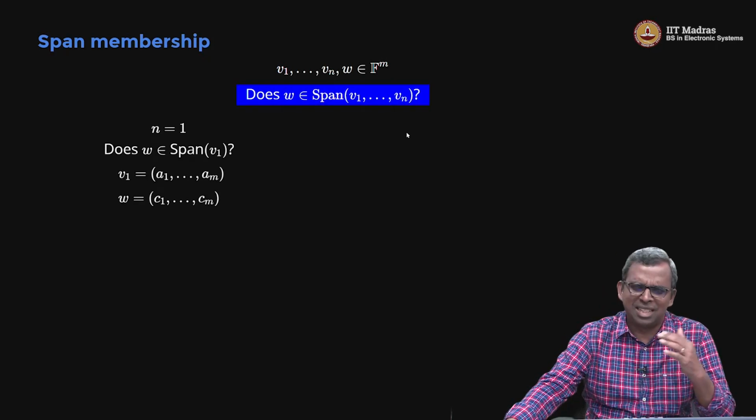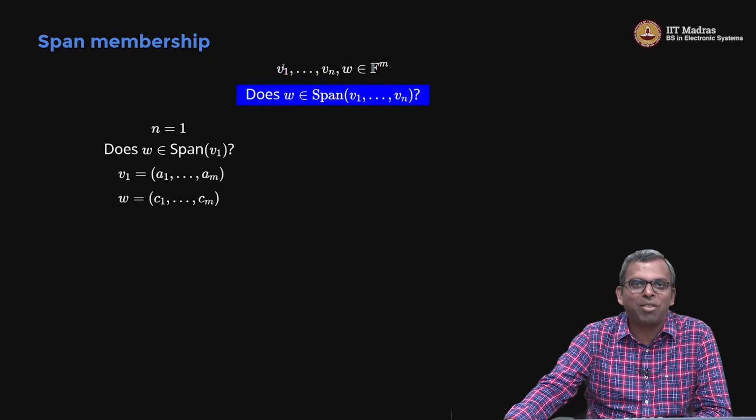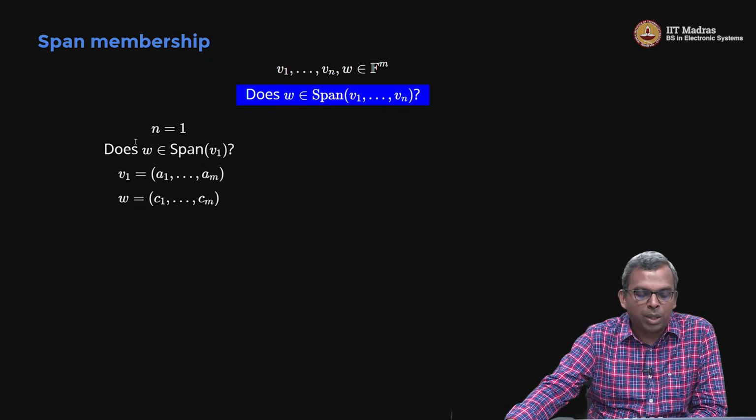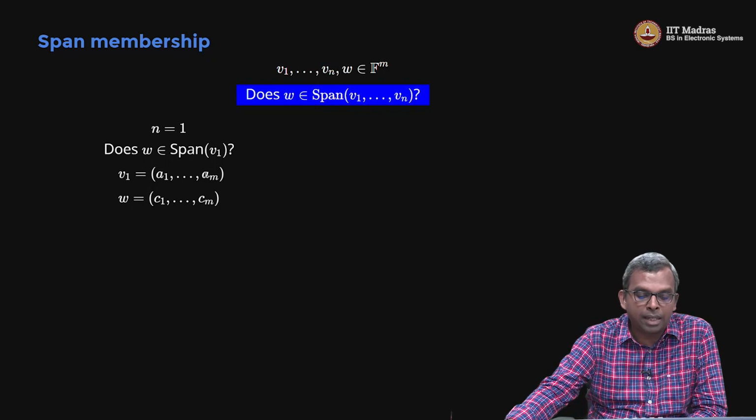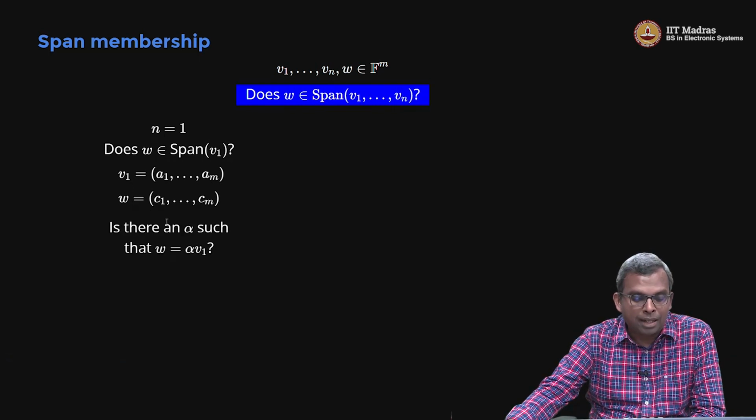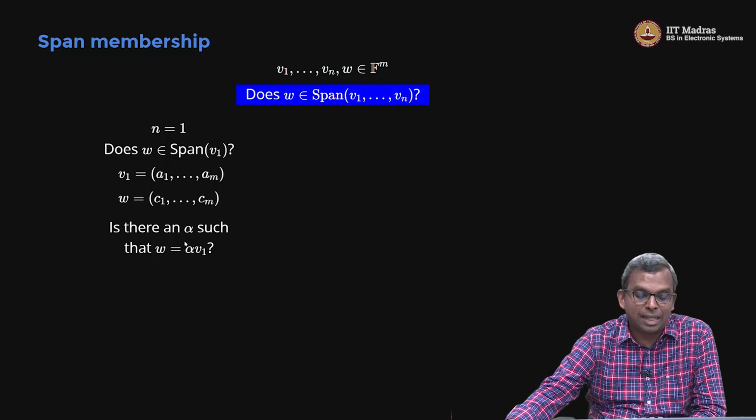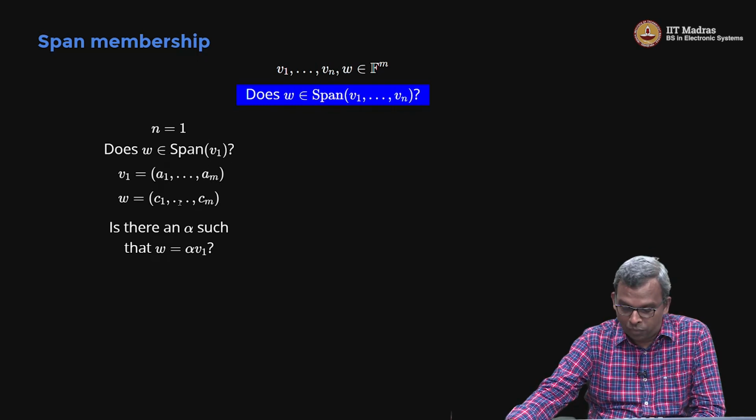So, once again we will start with the easiest case, which is n equals 1. You have only one vector, right, you do not have n vectors, and you ask the question, does w belong to span of v1. This one is particularly easy to solve because v1 could be, let us say, a1 to am, m coordinates, and then w could be c1 to cm, m coordinates again, and all I am asking is w in the span of v1, and that is the same as saying, is there a scalar alpha belonging to this F such that w equals alpha times v1. So, that is all that I am asking, right. So, is there one alpha that if you multiply v1 with that alpha, you get w. That is all we are asking.